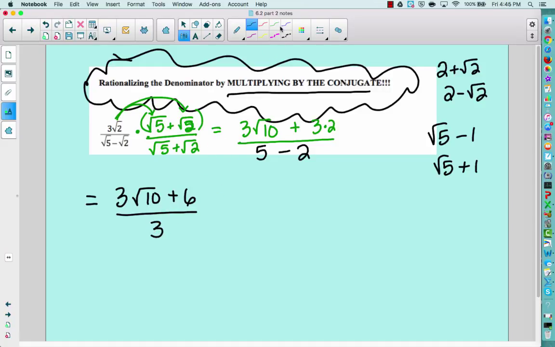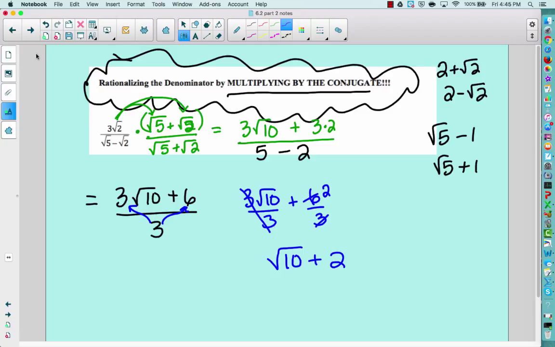All right, yes, I can simplify some more. So I'm going to make sure that I can simplify the 3 there and there. So I have 3 root 10 over 3 plus 6 over 3. These cancel. This goes into 6 twice. So my answer is root 10 plus 2.